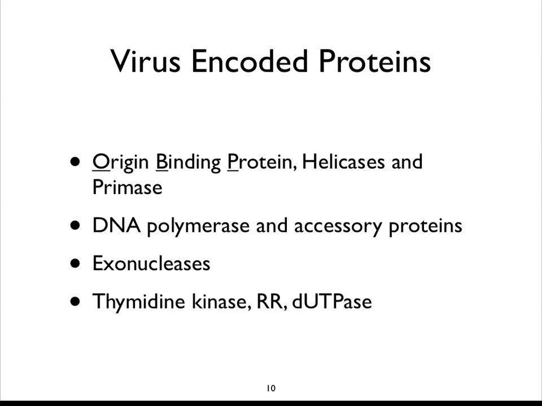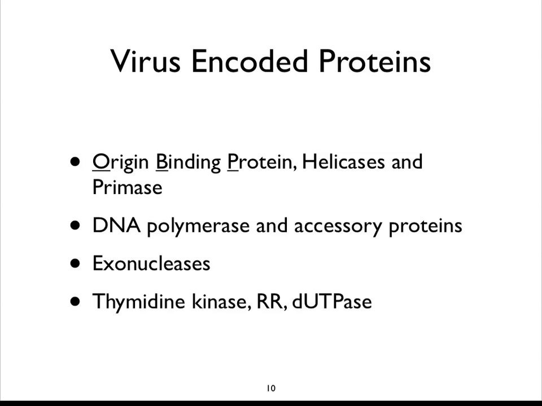What are some of these virus-encoded proteins? To start, you need an origin-binding protein in almost every situation. You either have an origin-binding protein or you have something that substitutes for it or provides it. The viruses frequently encode helicases, proteins that are involved in unwinding DNA. And that's very important when you consider the various structures that we'll be looking at. And a primase that's involved in initiating the early events along with something like polymerase alpha. So primase plus polymerase alpha gives you that small RNA chain that's used to initiate DNA synthesis.